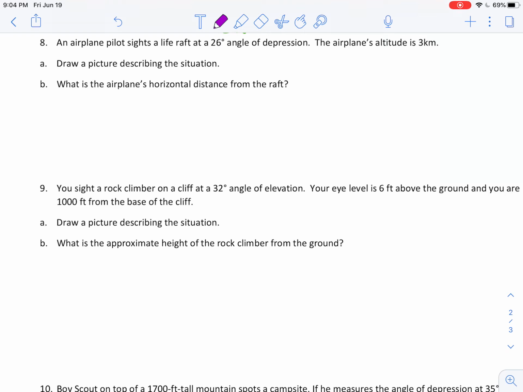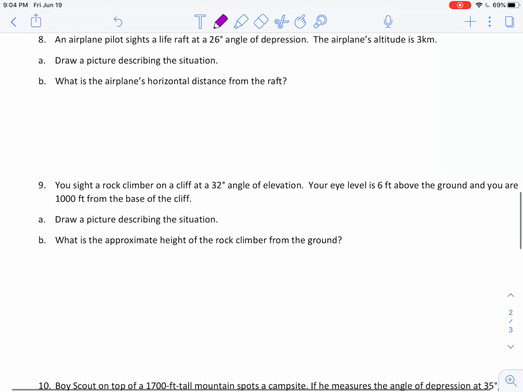Example 8: an airline pilot sights a life raft at a 26-degree angle of depression. The airplane's altitude is 3 kilometers. We're going to draw a picture and then find the airplane's horizontal distance from the raft.